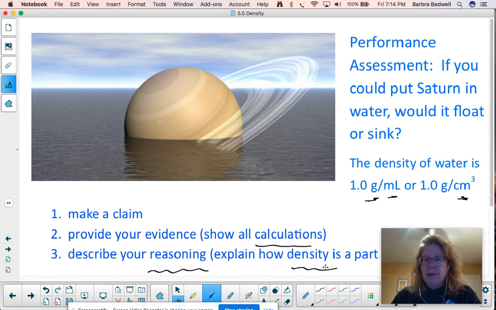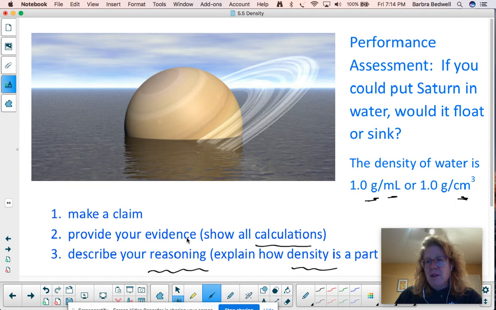In the density part, maybe you talk about sinking and floating, or how density is calculated, something along those lines. So it's going to be a little three-part answer. The claim is the quickest one. The evidence is going to look mostly like math, although it should be labeled so we can read it and follow it. And then your reasoning is going to be a couple of sentences that talks about what density is, how we calculate it, and how we can determine if something floats using density. So there you go. That is your 5.5 lesson video.